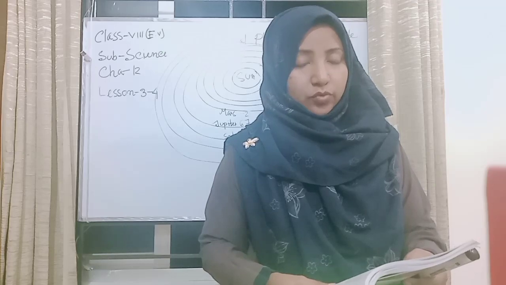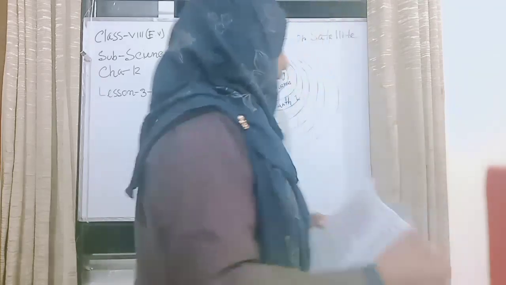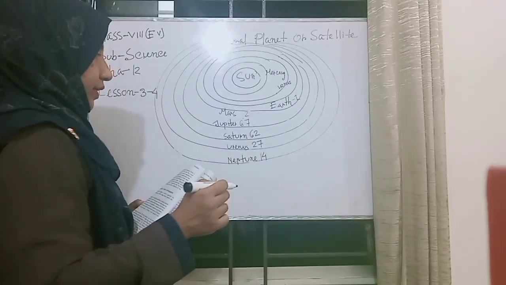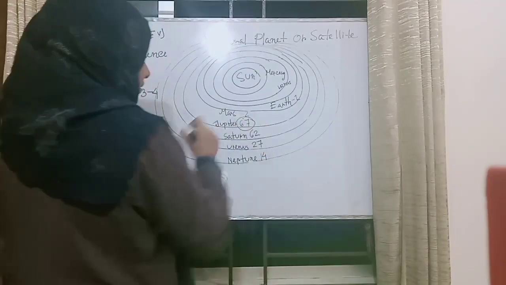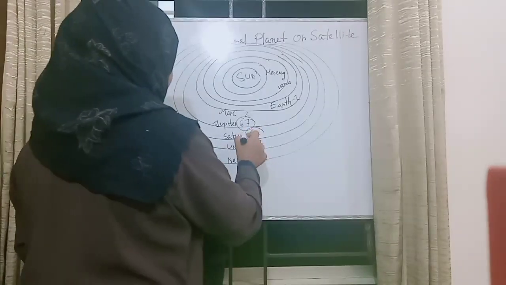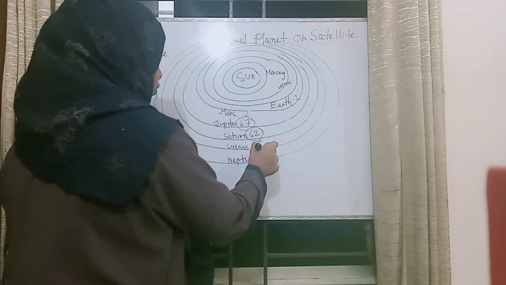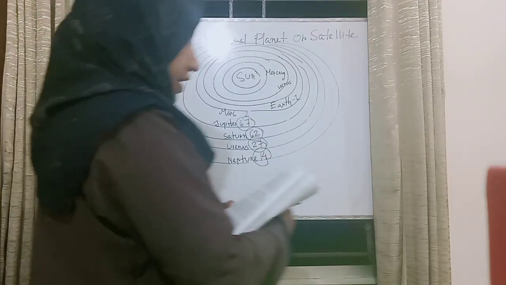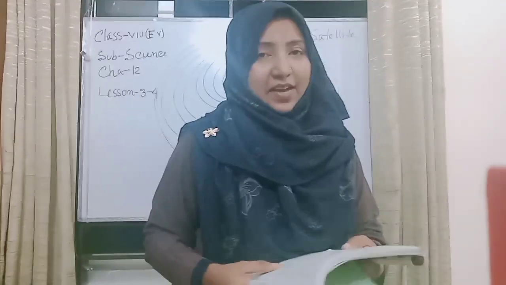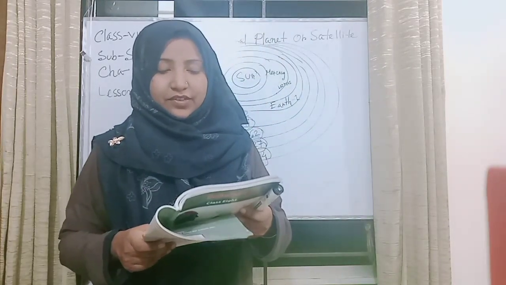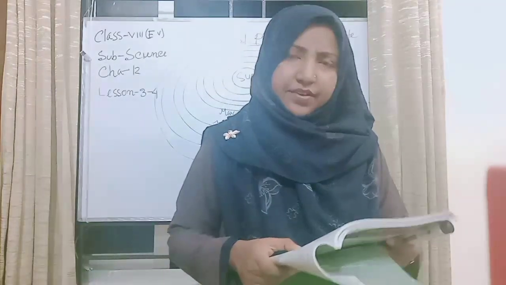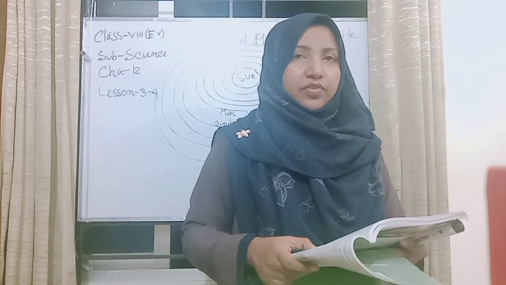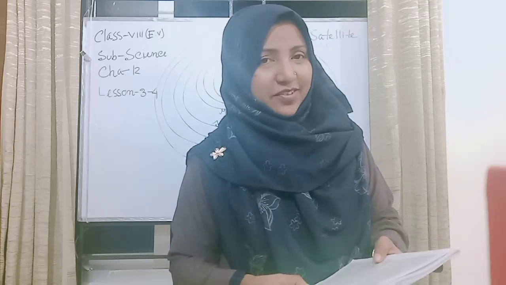The Earth has one satellite and Mars has 2 satellites. Jupiter has 67 satellites. Saturn has 62 satellites. Uranus has 27 satellites and Neptune has 24 satellites. They have many satellites. They revolve round the planets due to the influence of the force of gravity of their respective planets.